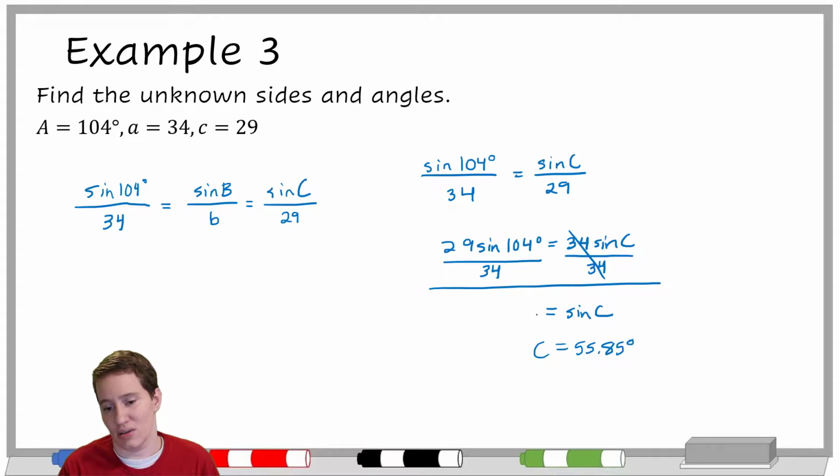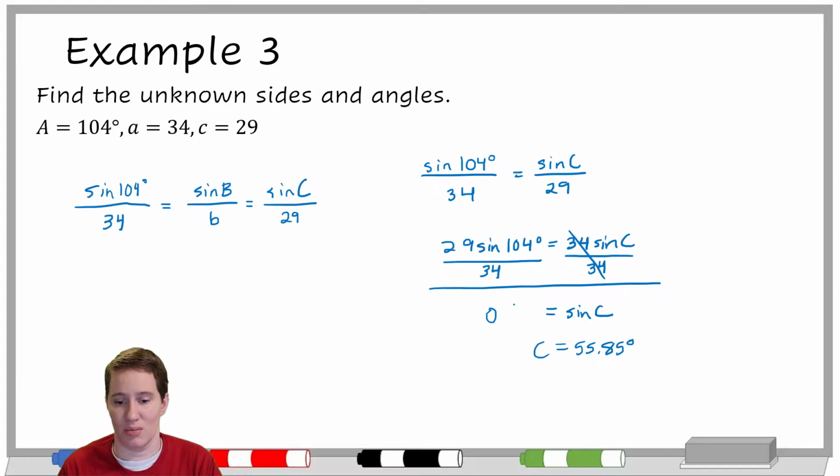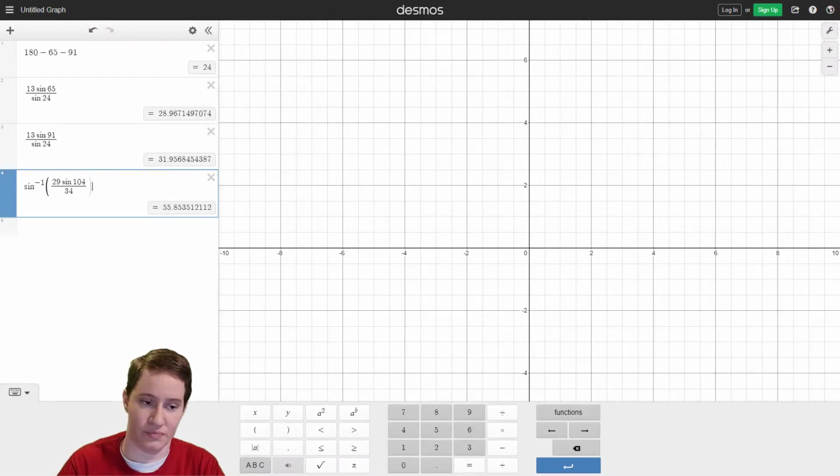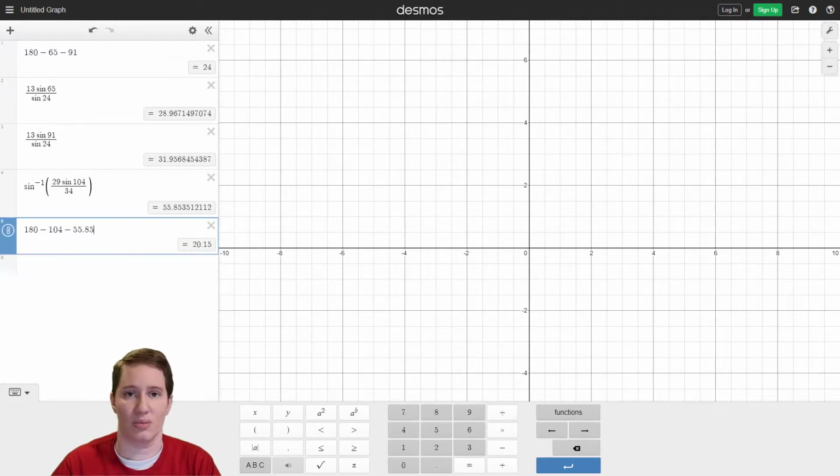And I didn't actually write down what sine C was. I don't have it anymore, 0.85 or something like that. So that's how we go about getting our second angle, because we already know A is 104. Now we're going to take these two angles and subtract to get B. So 104 and 55.85, subtract those from 180. So 20.15.